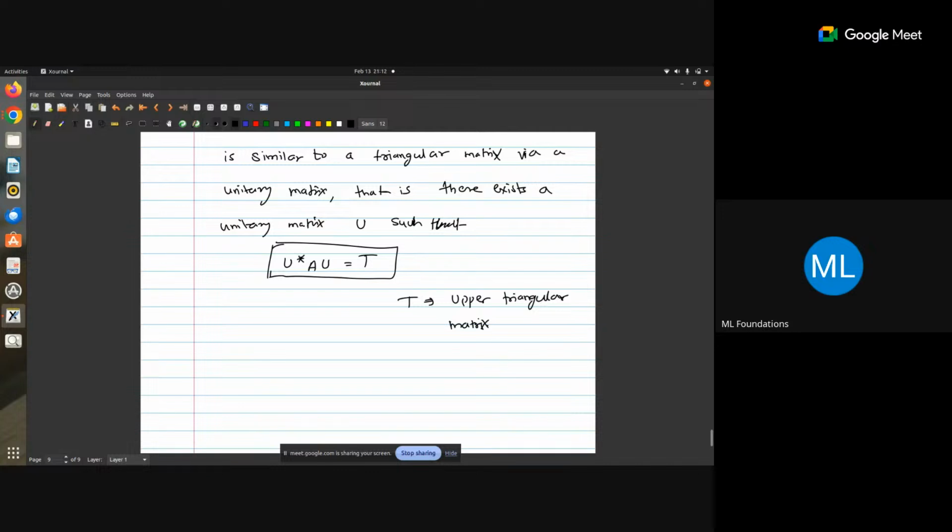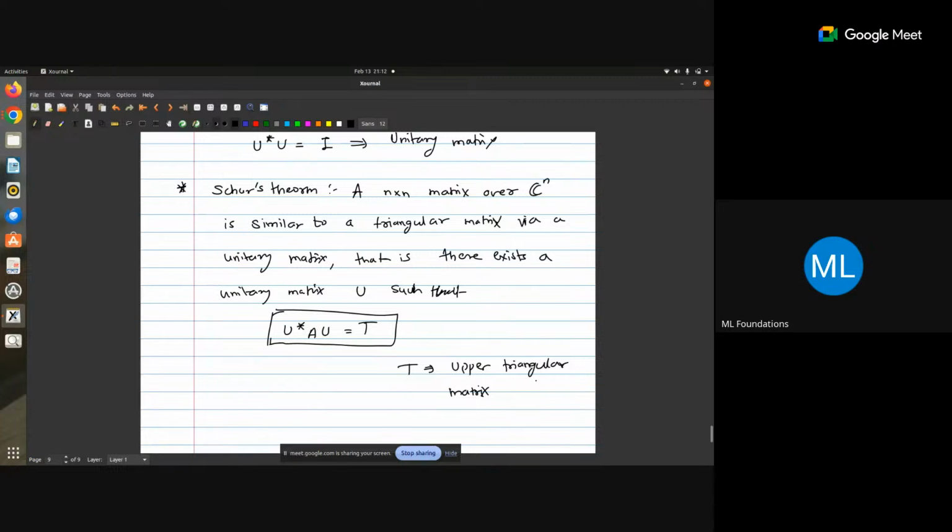If a square matrix is given to me, the square matrix is similar to a triangular matrix via a unitary transformation, or via a unitary matrix. Is that so? There exists a matrix U such that if I multiply U star A U, I will get an upper triangular matrix, right?